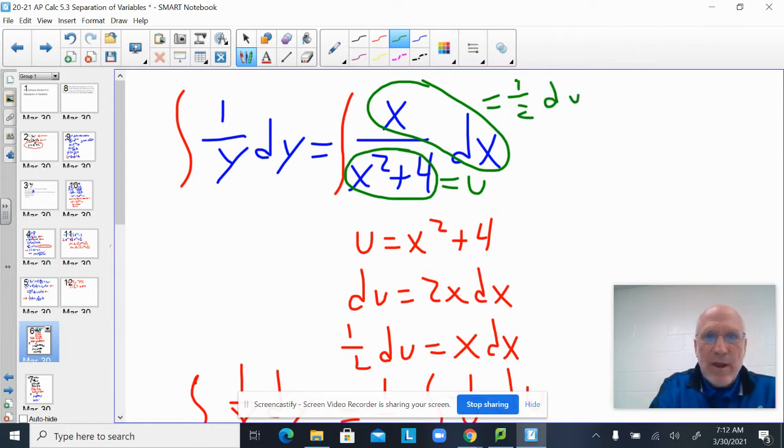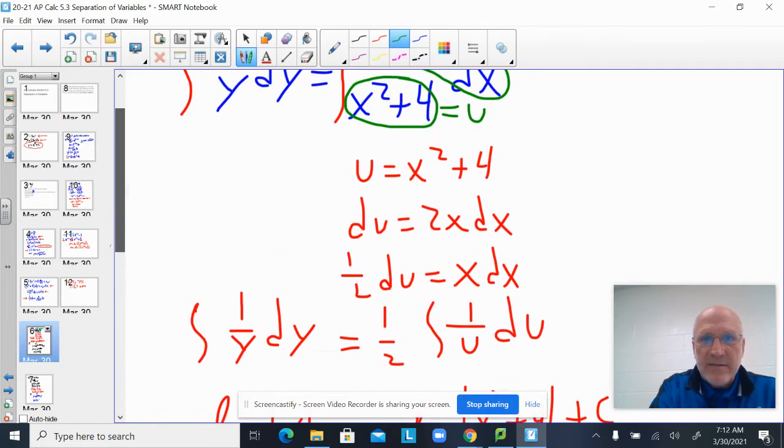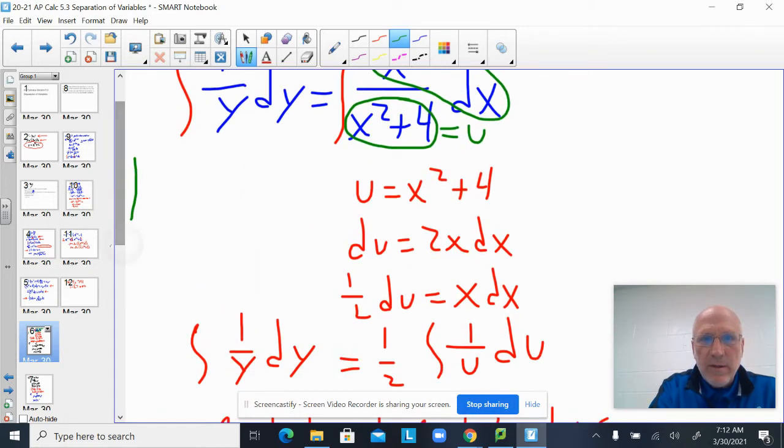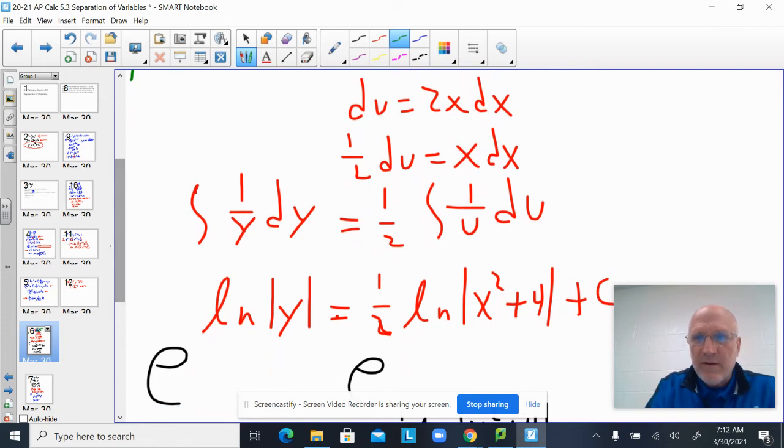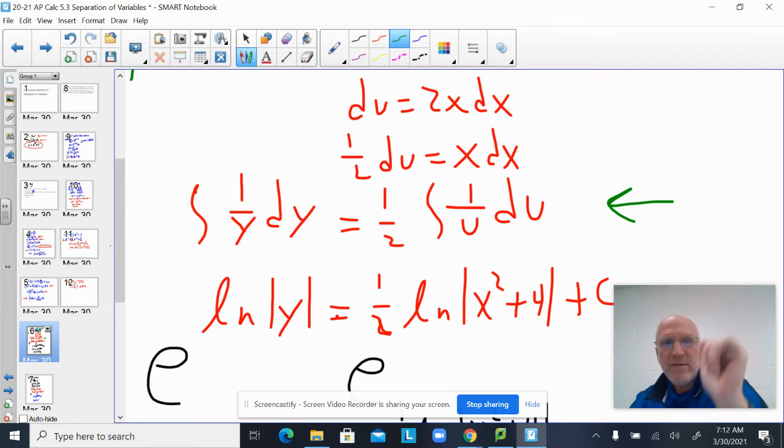And so now I'm just going to rewrite my right side as 1/2. So there I rewrote the right side in terms of u, 1/2 integral of 1 over u du. And then the left side I left alone. Now I can integrate both sides.